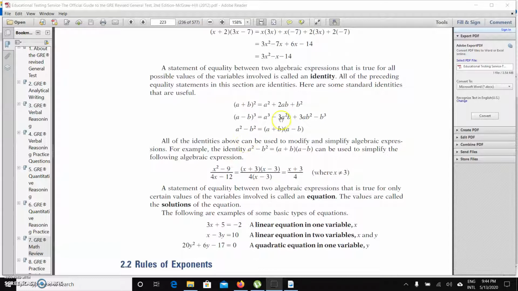Now let me do this. You have to know this. You've been taught this when we were in secondary school. a plus b whole square equals a square plus 2ab plus b square. Same here, a minus b cube is equal to a cube minus 3a square b plus 3ab square minus b cube. And the last one, a square minus b square equals open bracket a plus b, close bracket, open bracket a minus b. Now, you have to know this because you'll be using it a lot when you're solving equations.